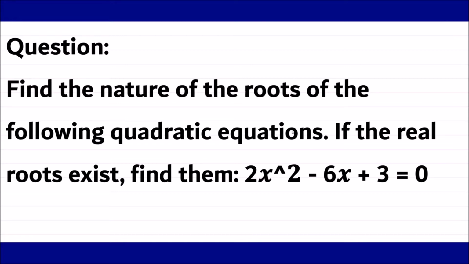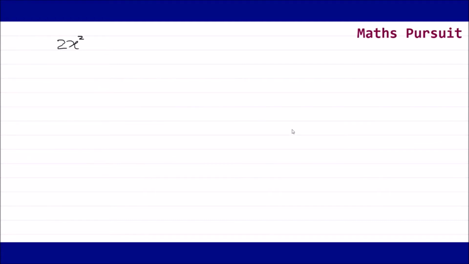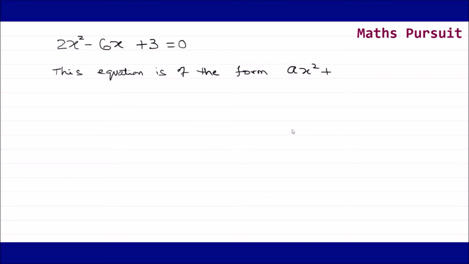Now the given question, I am putting down the question here. The given question is 2x² - 6x + 3 = 0. So in order to find out the nature of the roots, we are going to find out the determinant. Before that, let's see, 2x² - 6x + 3 = 0. This equation is of the form ax² + bx + c = 0.